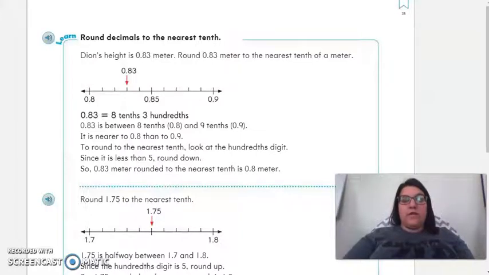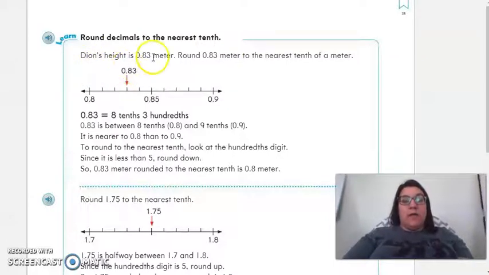Hello, fourth graders. Today we are going to look at rounding decimals to the nearest tenth. And I have your math textbook here in front of me. So I was just going to go over some of this stuff. So let's read this problem.